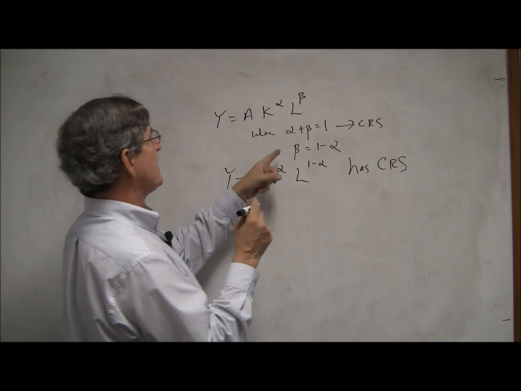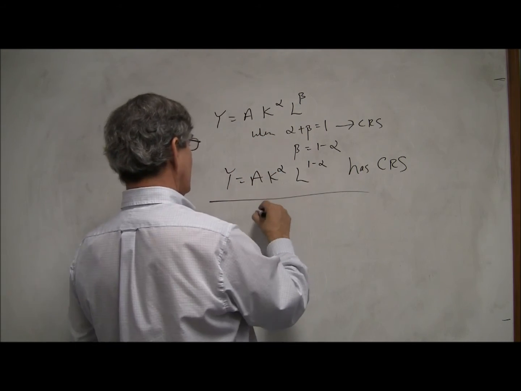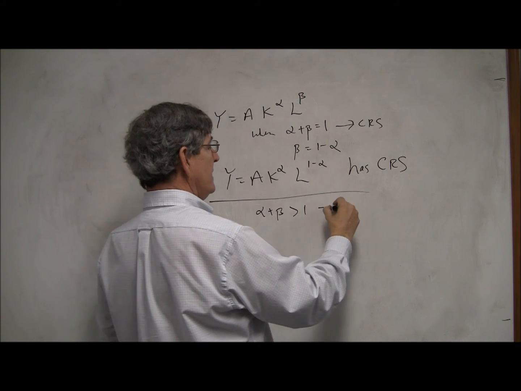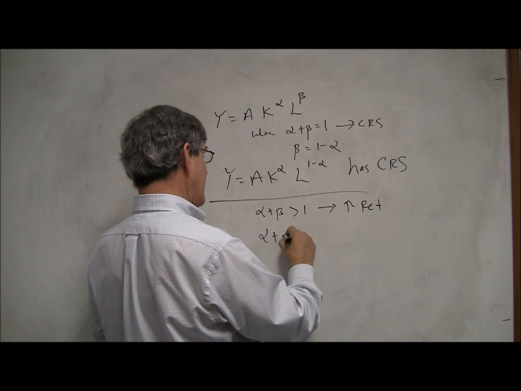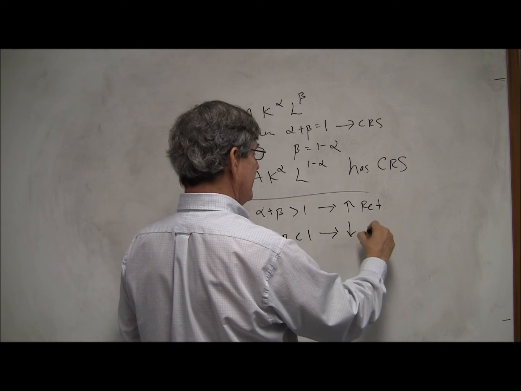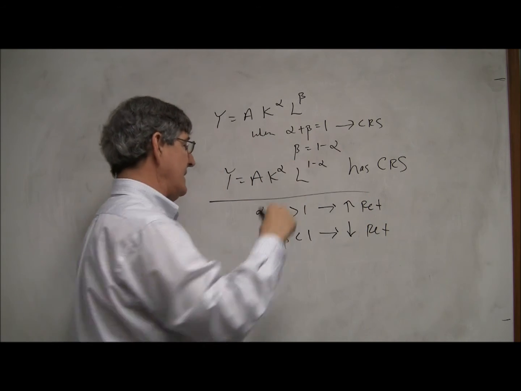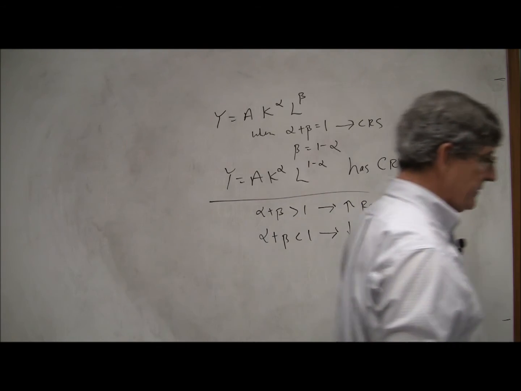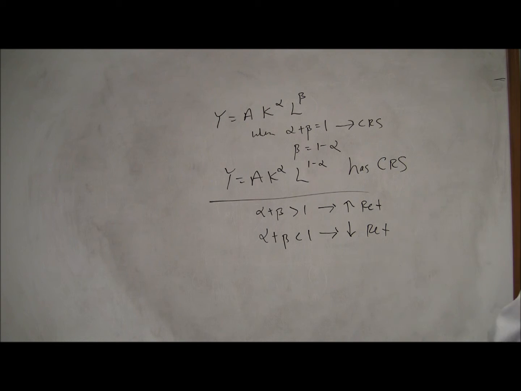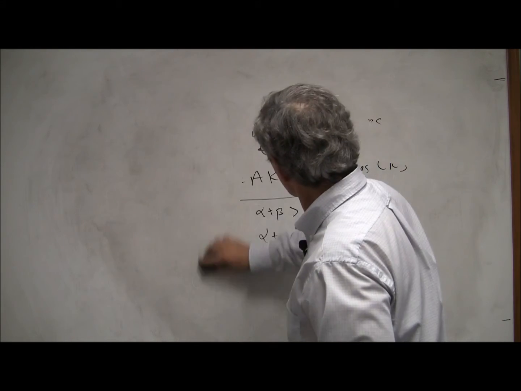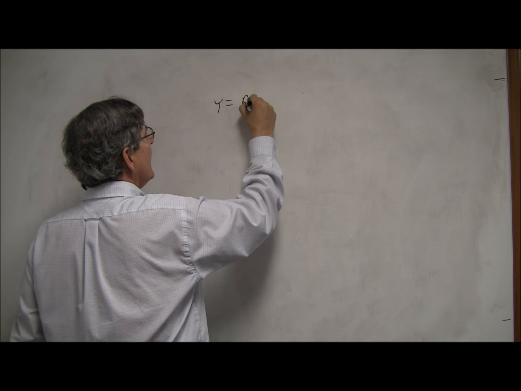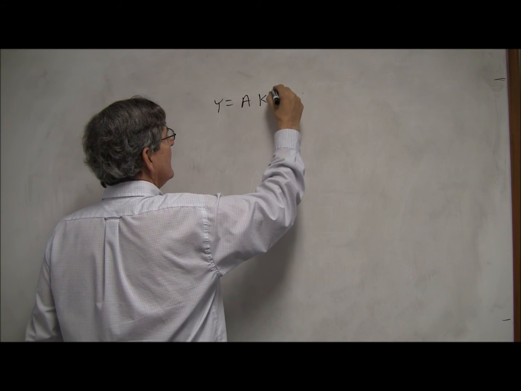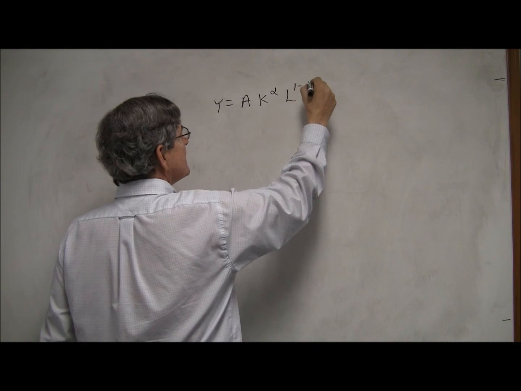If alpha plus beta is greater than 1, then you have increasing returns to scale. If alpha plus beta is less than 1, you have decreasing returns. And again, we want it to equal exactly 1 so that we have constant returns because we think that's a good model of the aggregate economy. So we're going to start with that production function with constant returns to scale: Y equals A K to the alpha L to the 1 minus alpha.